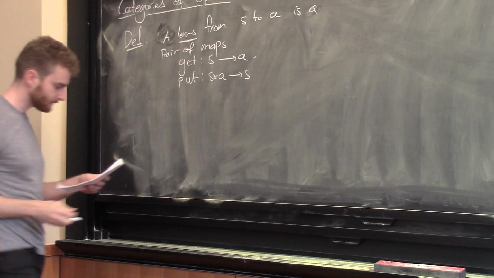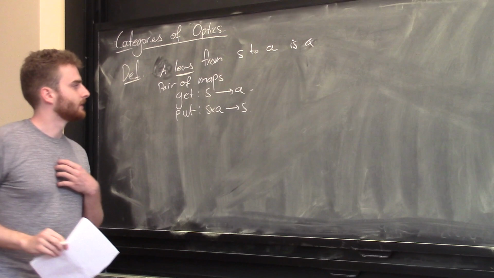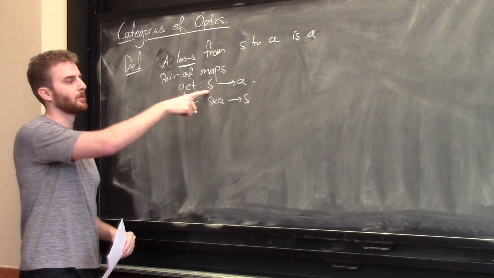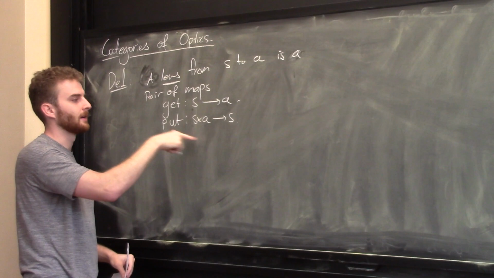So these are used a lot by Haskell programmers, in particular as data accessors. So if we think about S here, say, as the record of a person's information, and A as their first name, or something like that. Given the record of a person's information, we can pull up their first name, and if we need to make a correction, if we have a record and a new first name, we can update the first name and store the record.